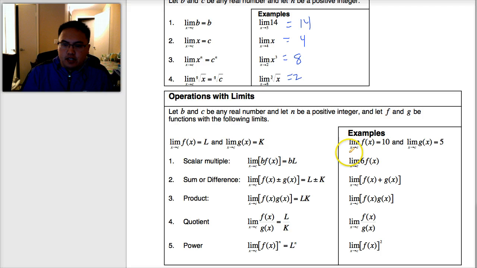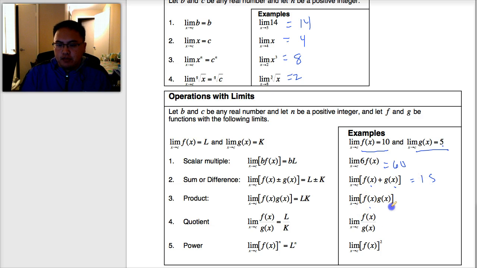So here's some examples. They say, what if the limit of f of x is 10? Let's say the limit of g of x is 5. So this one says, what's the limit of 6 times f of x? Well, f of x is 10, so this one's just 60. Okay. This one says f of x plus g of x, so 10 plus 5 is 15.